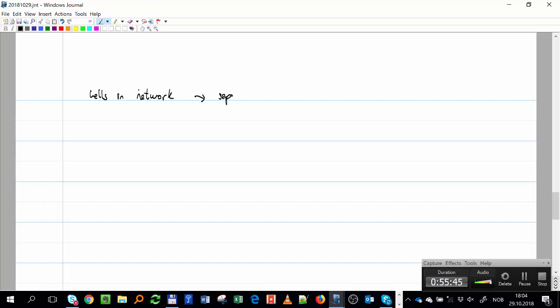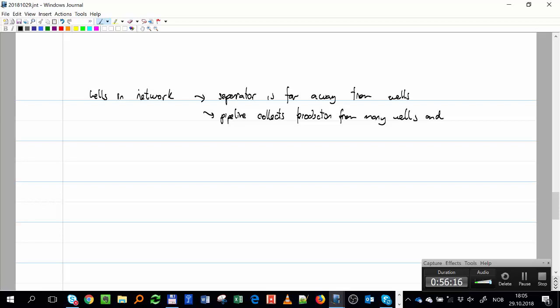So in this case, the separator is far away from the wells. It's not very close. You don't have its own separator, but it's far away from the wells. In that case, the pipeline collects production from many wells and transports to processing.